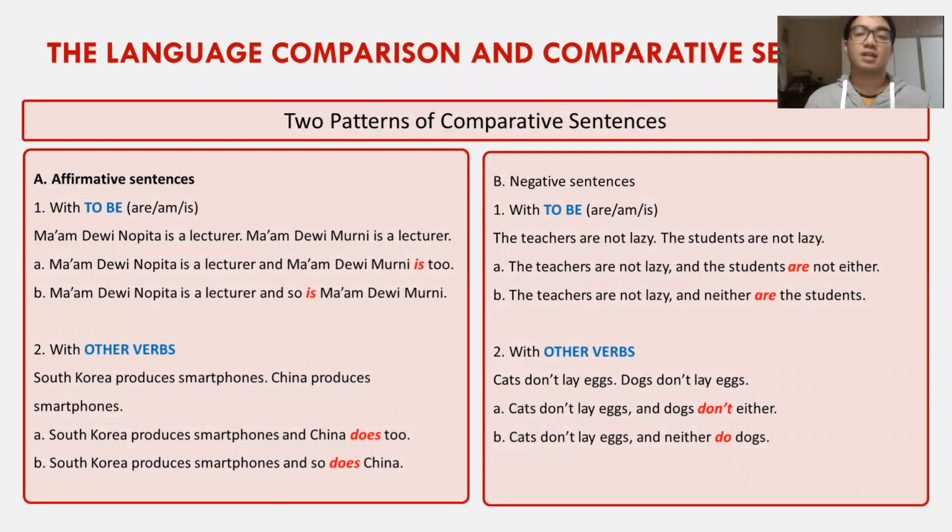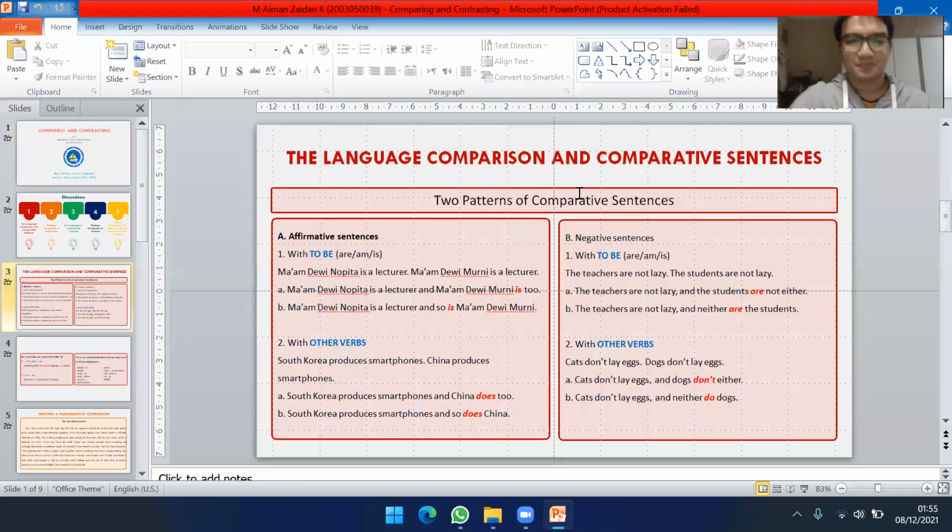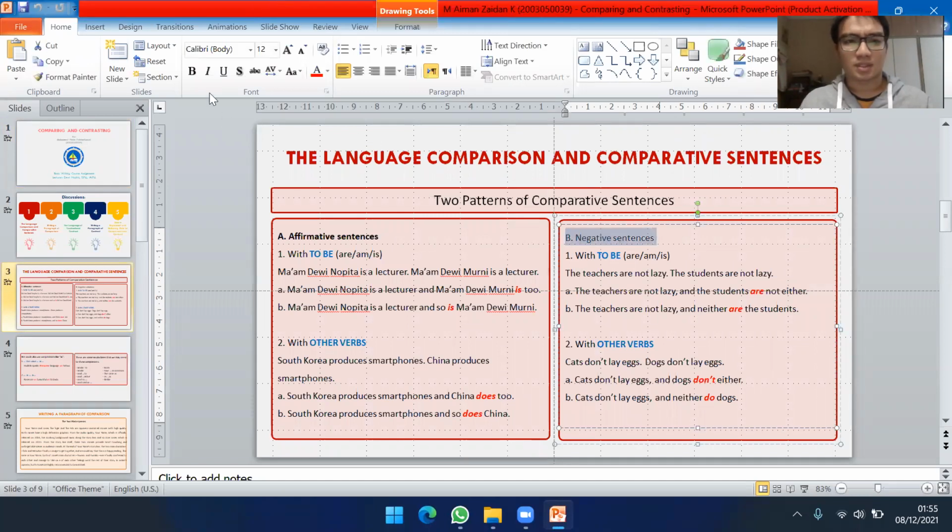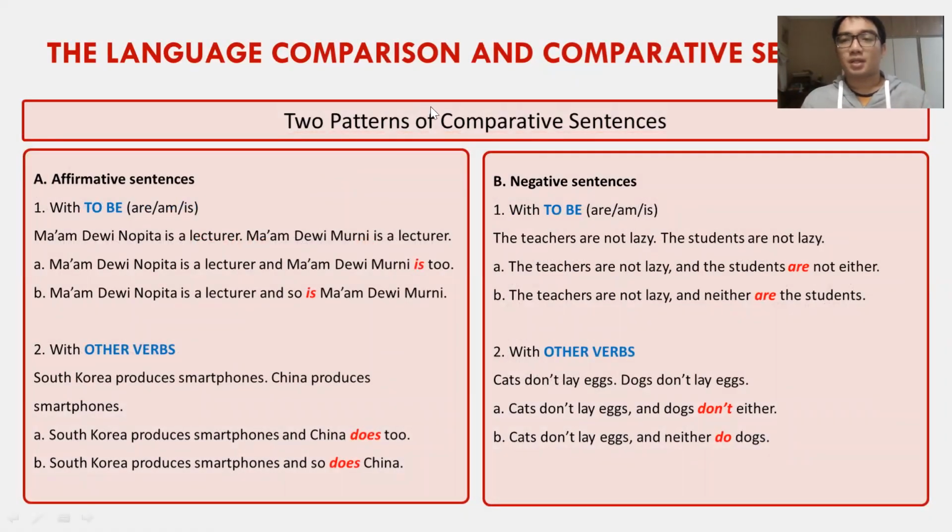As you can see, there are two patterns of comparative sentences. The first is affirmative sentences, and the second is negative sentences. Both of these patterns have two types, which are to be and other verbs. We could use to be, or other verbs like does or do. It depends on the subject.